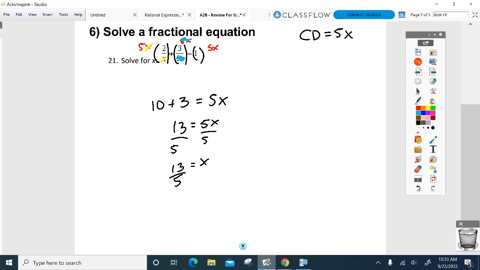Anything else? Yes, Aaron, go ahead. Would it be wrong if we divided 13 by 5 and then gave you the decimal? Depends what it is. Like if this thing's going on forever in your calculator, then just stick with the fraction. If it's like 1.28, fine. Okay. All right.